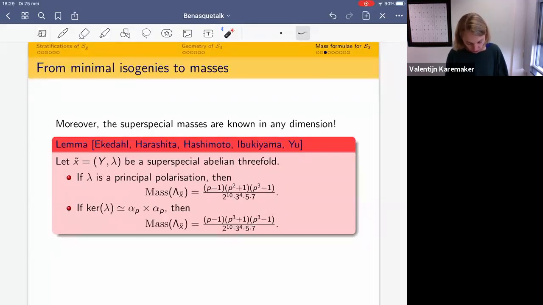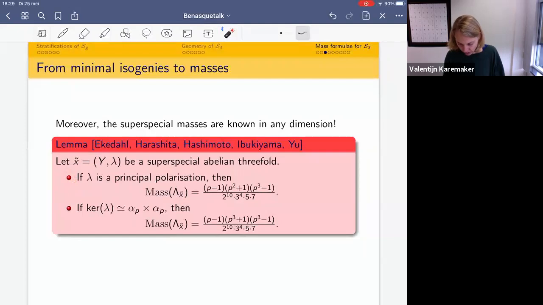This result is due to many people who have written their names, and I've summarized it in 2 points. Suppose that we have a superspecial abelian threefold, x tilde. Then it is either principally polarized or not. I said before that we're interested in S3, which is all the principally polarized varieties, but it turns out that we're going to need this second item later on. So if our superspecial threefold is principally polarized, then the mass of lambda x is the following expression.